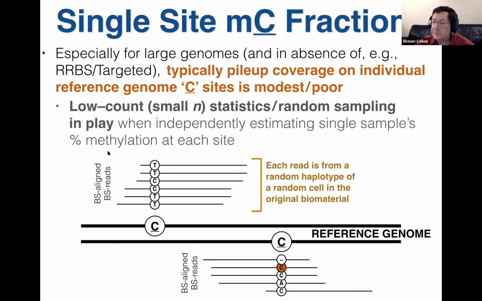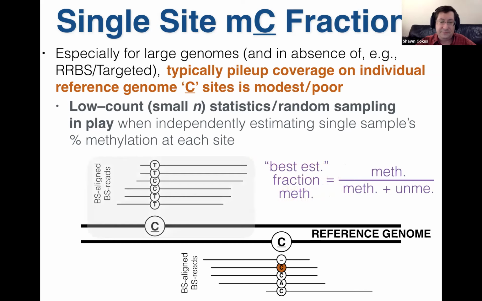Each of these reads is from a random haplotype of a random cell in the original biomaterial. Right? So how many total haplotypes and cells are in the original biomaterial? A lot, right? Not quite Avogadro's number, but big. So effectively, it's continuous. The true denominator is gigantic. We have no hope of getting anywhere close to the true denominator. So we're going to try to estimate the methylation fraction of this site in the original sample from just these 6 reads, right? That's all we can do with our current technology.